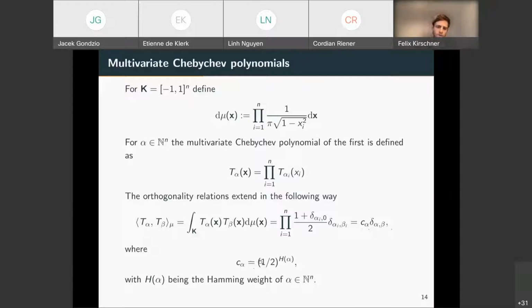And C alpha is a half to the power of the Hamming weight of alpha. Not the Hamming distance, the Hamming weight. The Hamming weight of a vector is simply the number of components which are non-zero. So if alpha is a zero vector, this is 1, and for all others, it's just a half to the number of non-zero components.